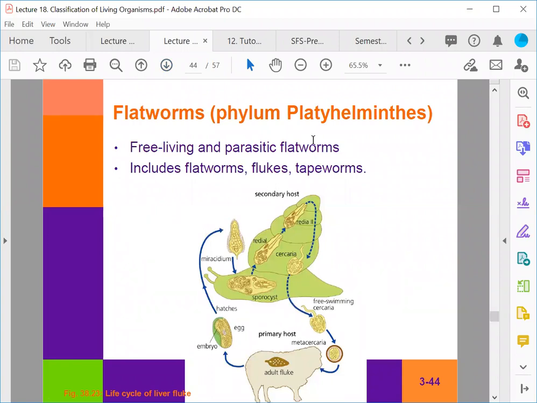Okay, our next group are the flatworms, phylum Platyhelminthes, and this includes both free-living and parasitic flatworms, but also flukes and tapeworms. And we can see the life cycle here of the liver fluke, which spends part of its time, in this case, in a sheep, and then part of its life cycle in a particular species of snail.